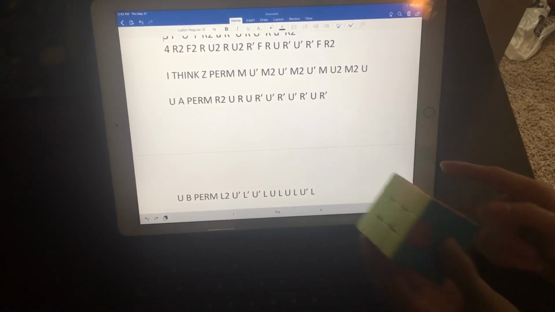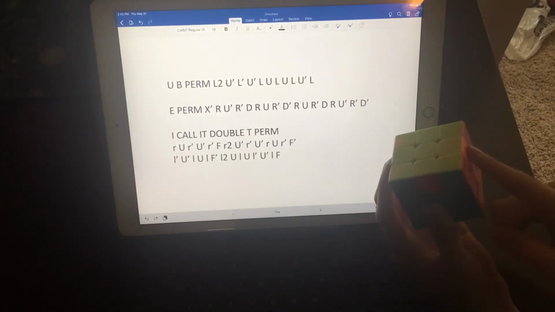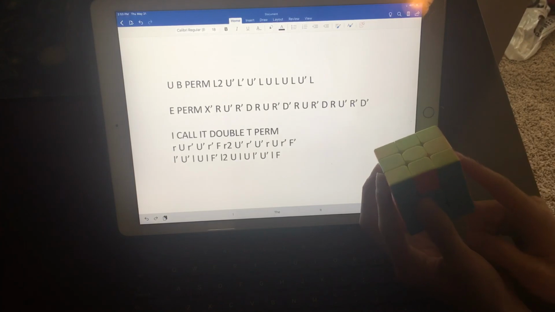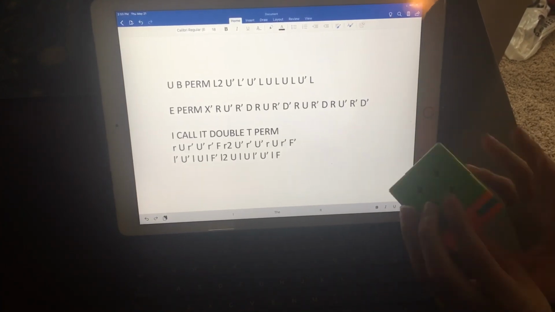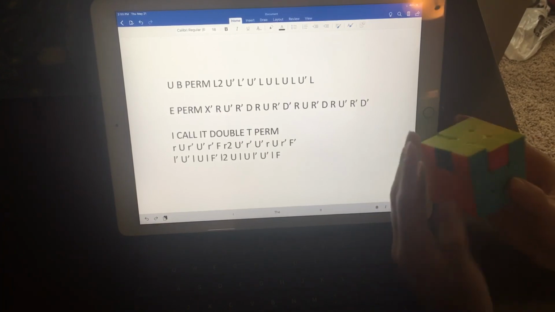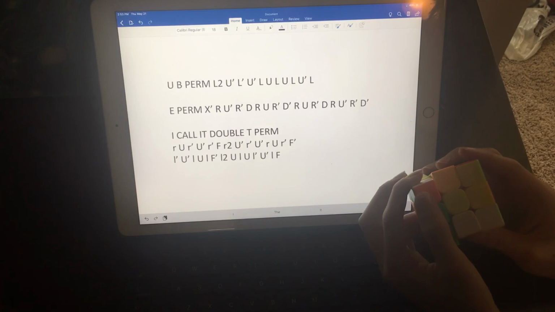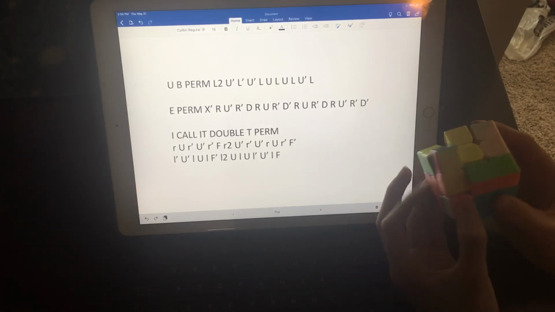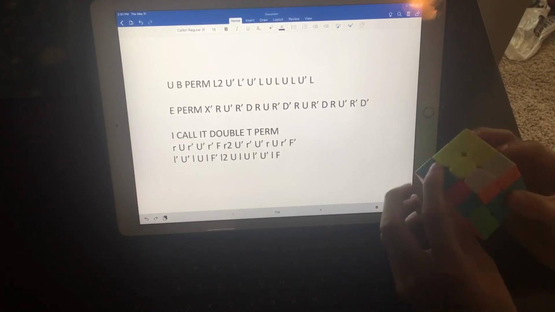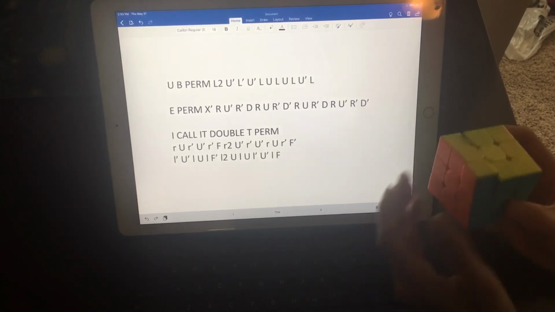So if you want a UB perm, you can actually see it goes to the left instead. So it is basically the same thing. The solved side goes in back, but you just use the L instead. L2, U prime, L prime, U prime, L, U, L, U, L, U prime, L.